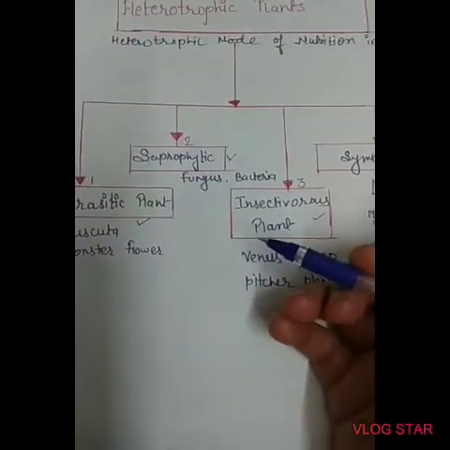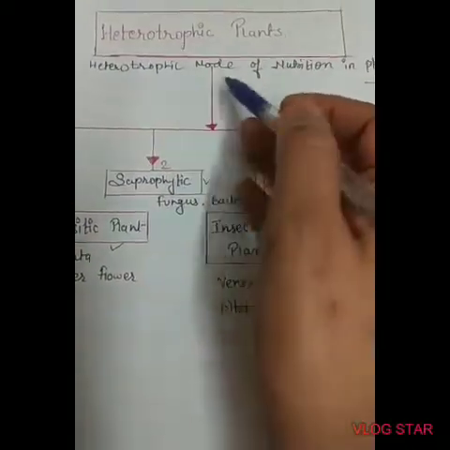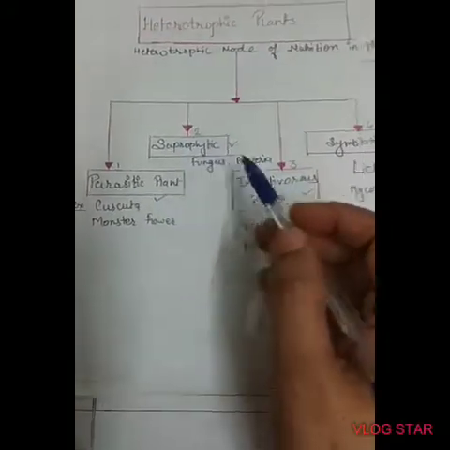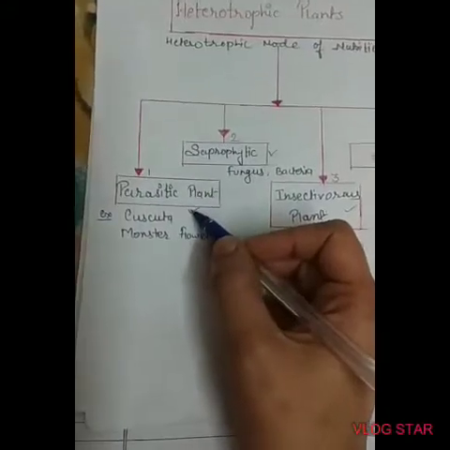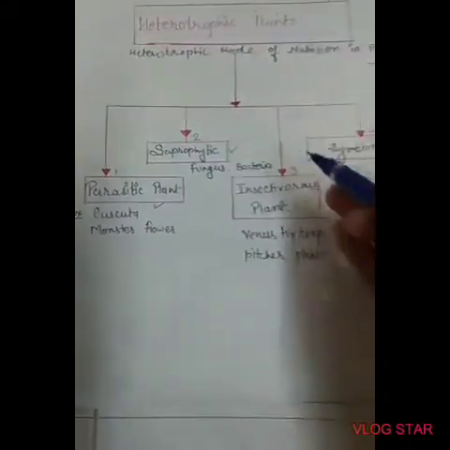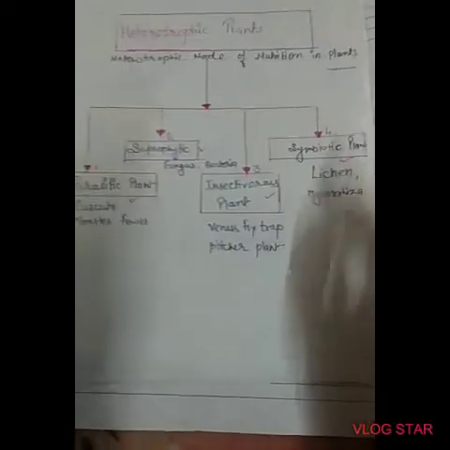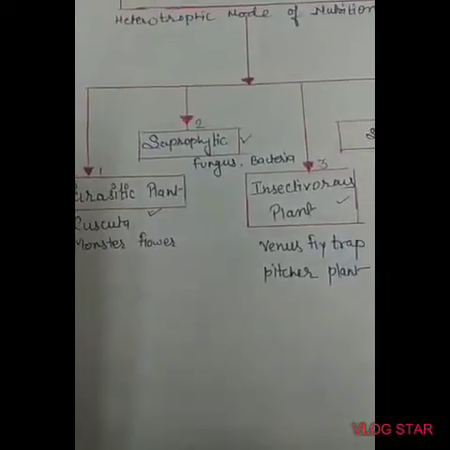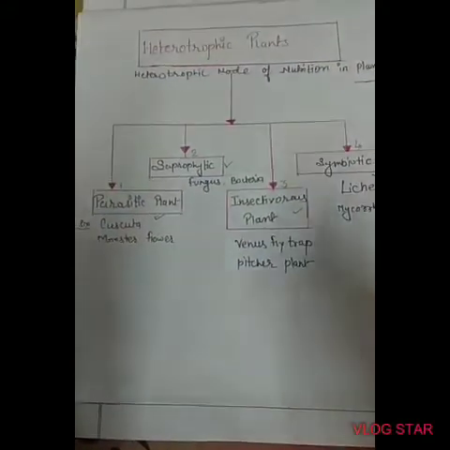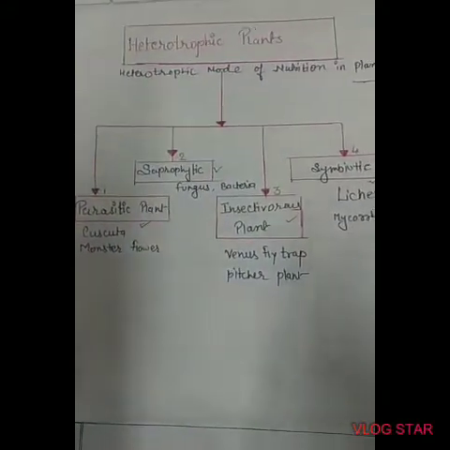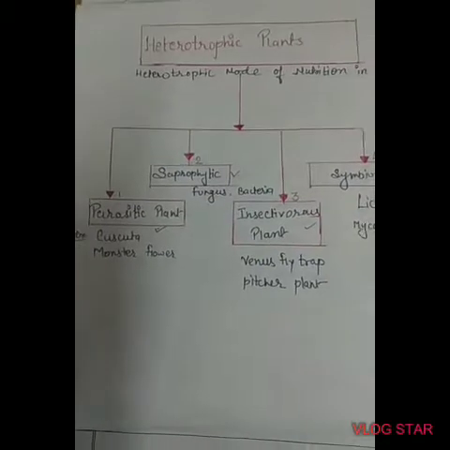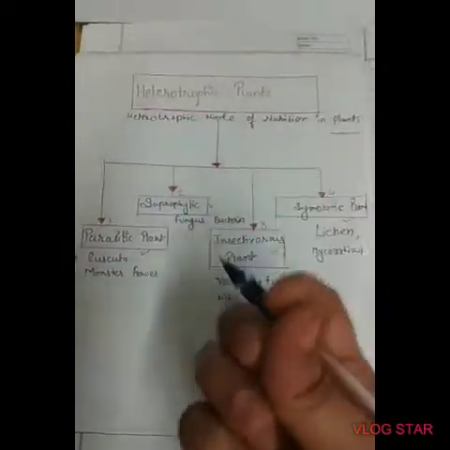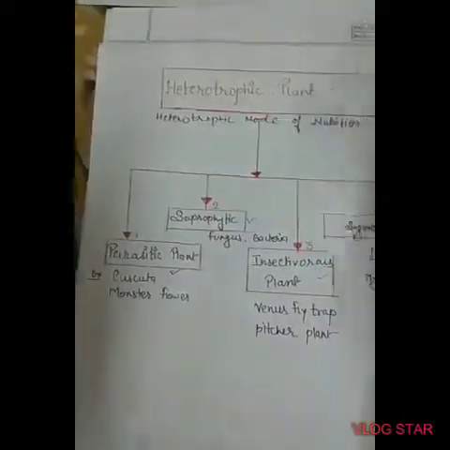In this video, we will discuss the heterotrophic mode of nutrition in plants. There are 4 types of mode of nutrition in plants. These are parasitic plants, saprophytic plants, insectivorous plants and symbiotic plants. These types of plants depend on other organisms, other organic matter or other plants for their food. They cannot synthesize their own food. That's why they are categorized under heterotrophic plants.